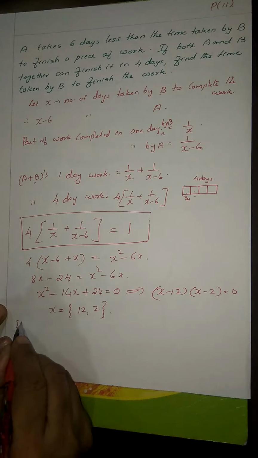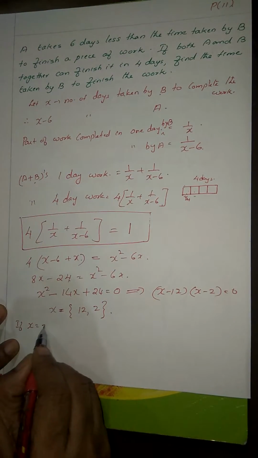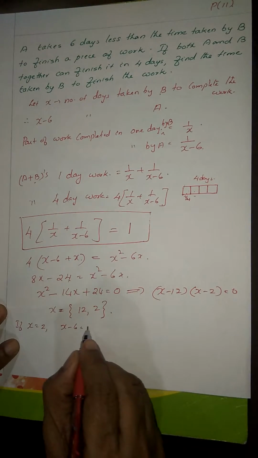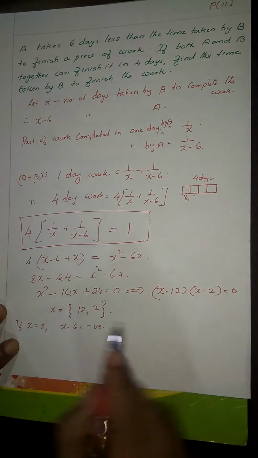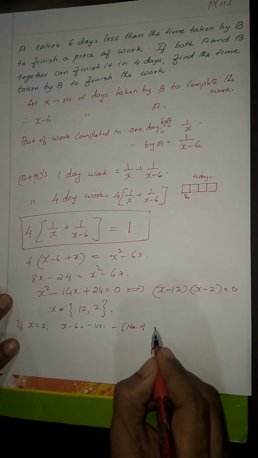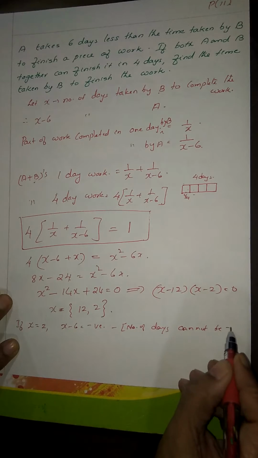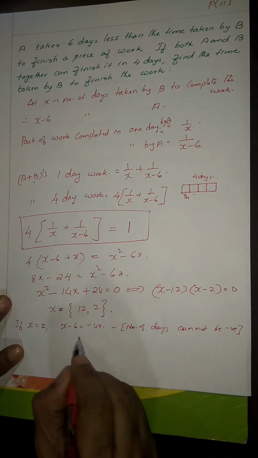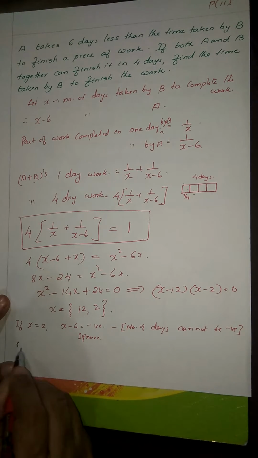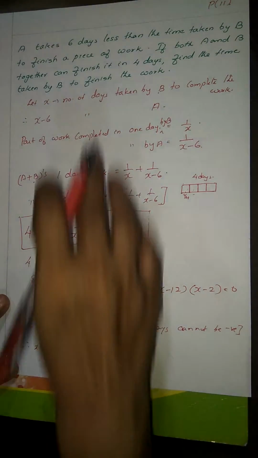Now x is the time taken by B. If x is equal to 2, then x minus 6 will be equal to 2 minus 6, which is negative. The number of days cannot be negative, so you have to ignore this. Therefore x is equal to 12. So 12 is the number of days taken by B.